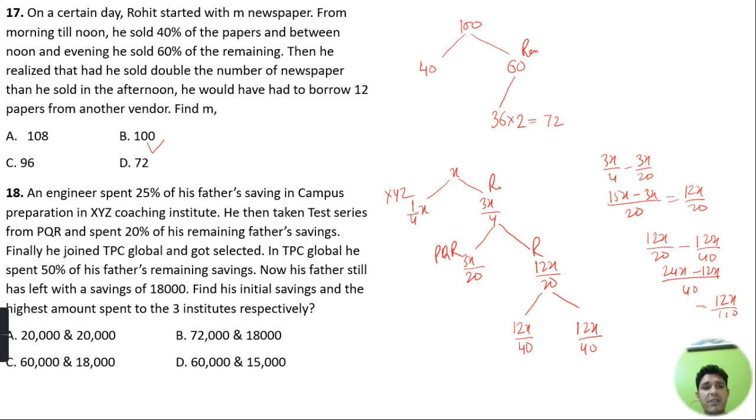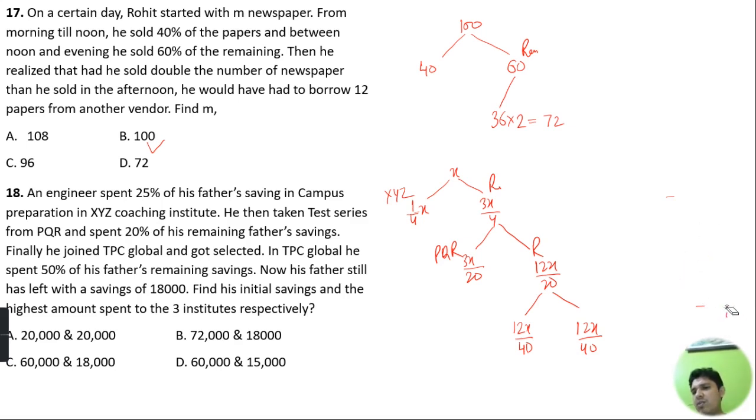Now his father is left with savings of 18,000. That means the saving amount that we have calculated here, that is 12x divided by 40, is equal to the amount his father has saved. That means 12x divided by 40 is equal to 18,000, right? And if we check the value, 4 3s are 12 and the value of x will be 60,000, right? The value of x will be 60,000.